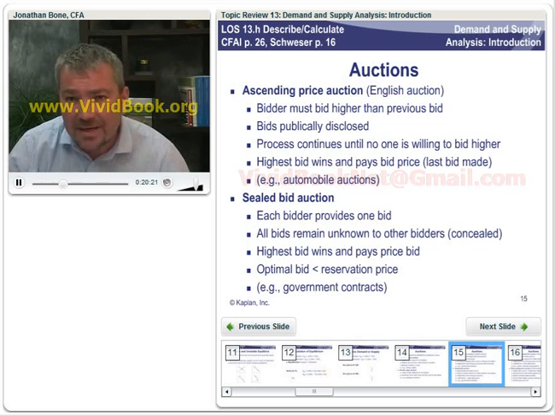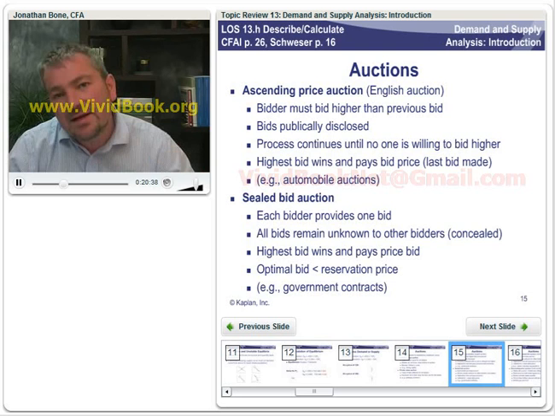So your big danger essentially here is you could bid a price too low and lose the auction and not obtain the asset, because the highest bid is going to win and they're going to pay the price that they've bid. Now notice we argue here that the optimal bid is less than the reservation price.